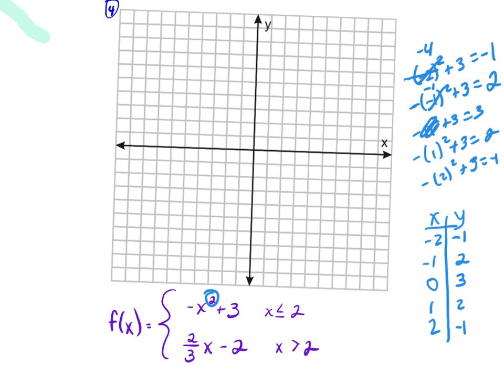So when I graph this, I have a point at (-2, -1). I have a point at (-1, 2). I have a point at (0, 3). (1, 2), and then (2, -1). So do your little dotted parabola part.